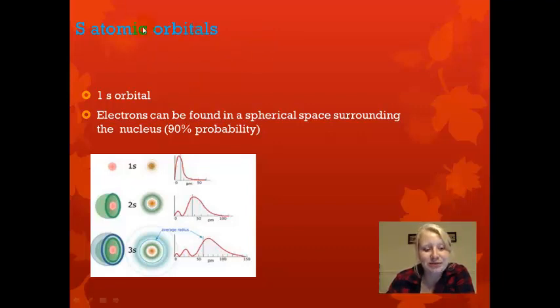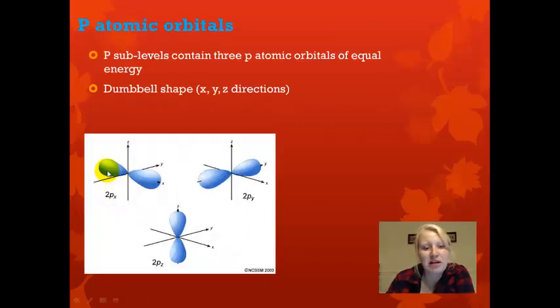And so, if we look at it, s orbitals are spherical in shape, and according to Heisenberg, we say that electrons can be found in this spherical shape with a 90% probability. P orbitals, of course, are the dumbbell shape. Remember, there's 3 different p orbitals, each pointing along a different axis.